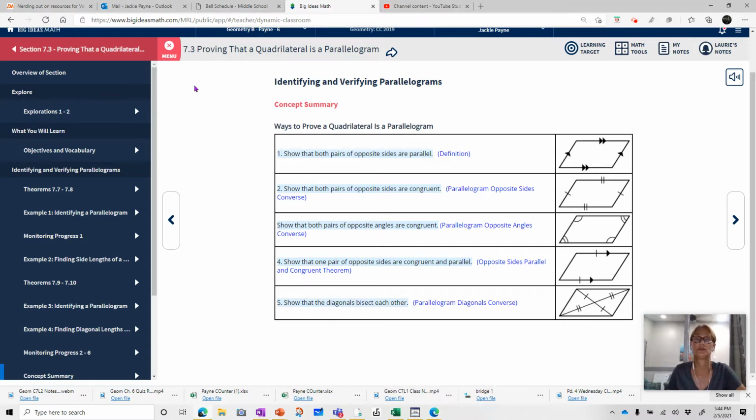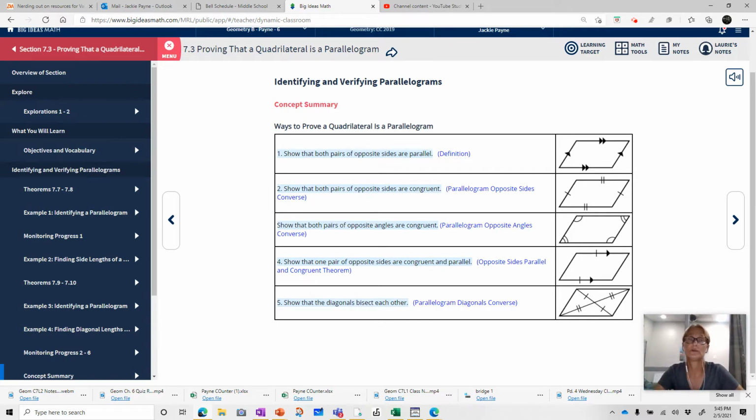What this section has to do with is identifying and verifying parallelograms. So if you need to know how to identify and verify a parallelogram, then we're going to talk about all the different ways you can prove that a quadrilateral is a parallelogram. Necessarily, this will involve proofs. So here are the 5 different ways you will learn in this section. It's a long section with a lot of information, but we'll go through each one step by step, and then we will do some examples also under the camera.